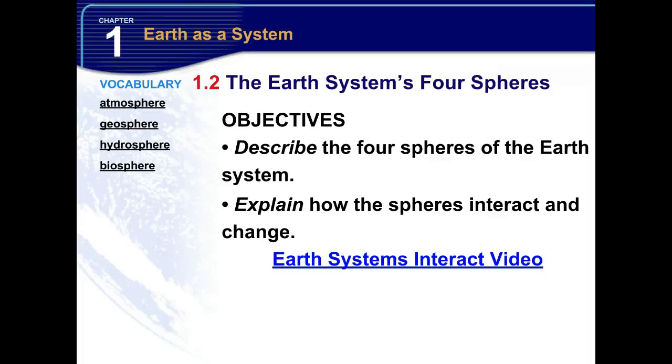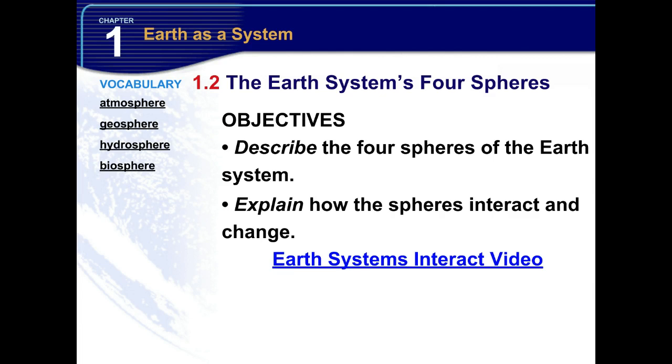Now in section 1.2, we look at the Earth system's four spheres. We look at the atmosphere, the geosphere, the hydrosphere, and the biosphere. The heliosphere or atmosphere is not included in the four major Earth spheres. The two objectives are describe the four spheres of the Earth system and explain how the spheres interact and change.